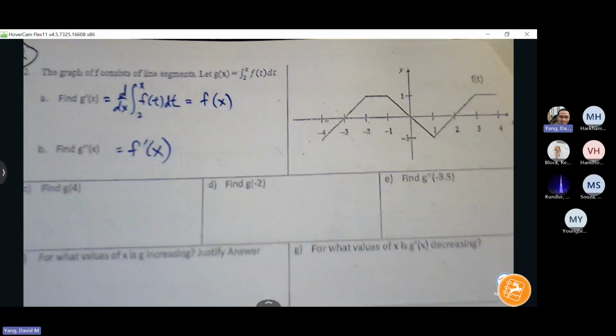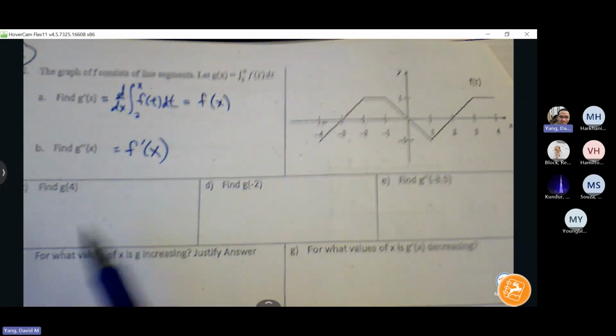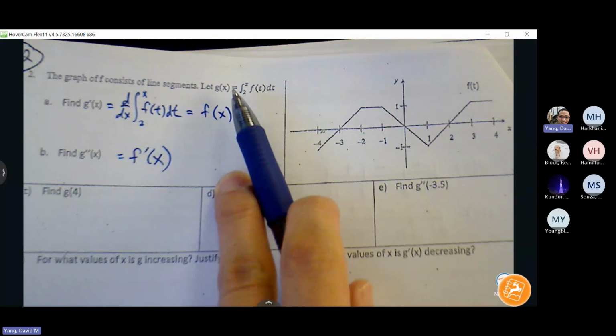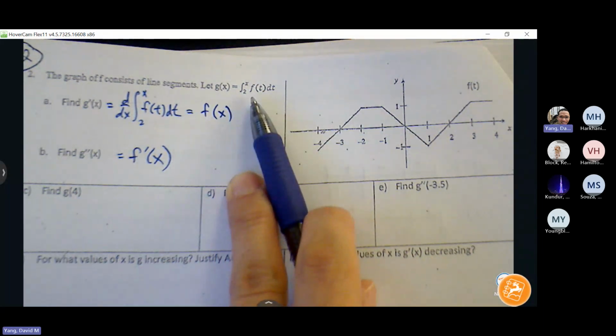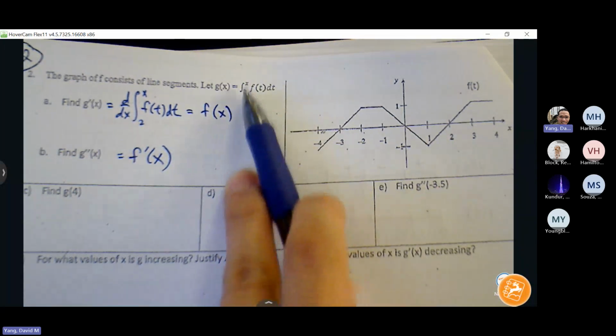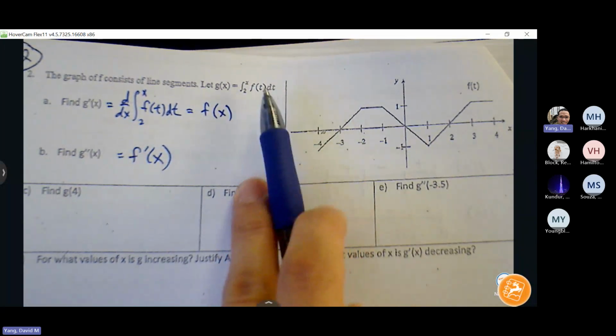Okay, next up, part C, find g of 4. If I want to find g of 4, I'm just going to identify the fact that I need to work with that g of x function. So we're just going to plug 4 in for x and do what the definition tells us: accumulate the area under the f graph between 2 and 4.